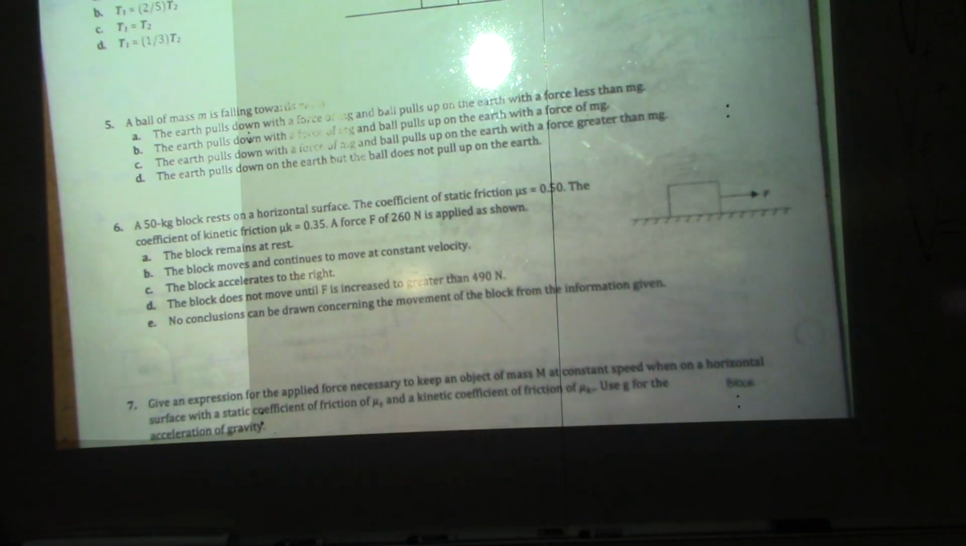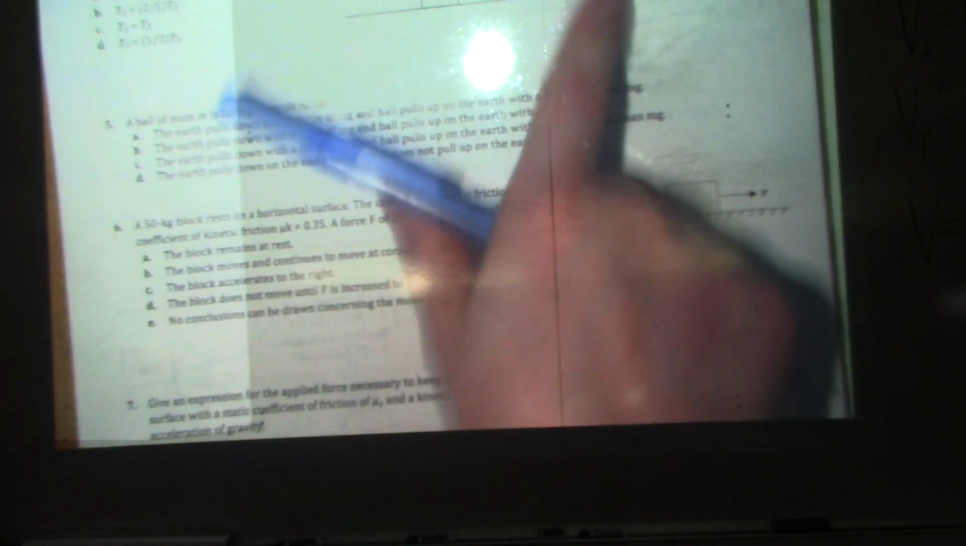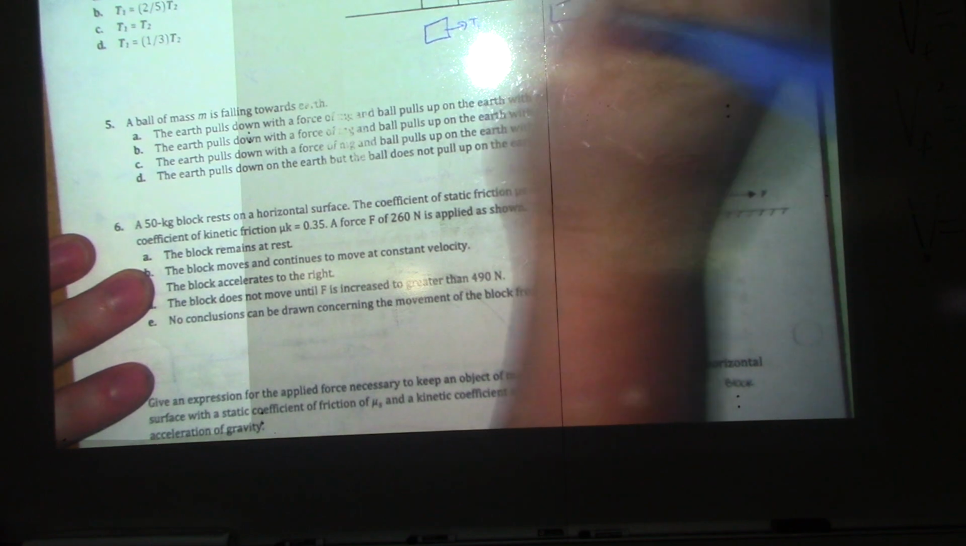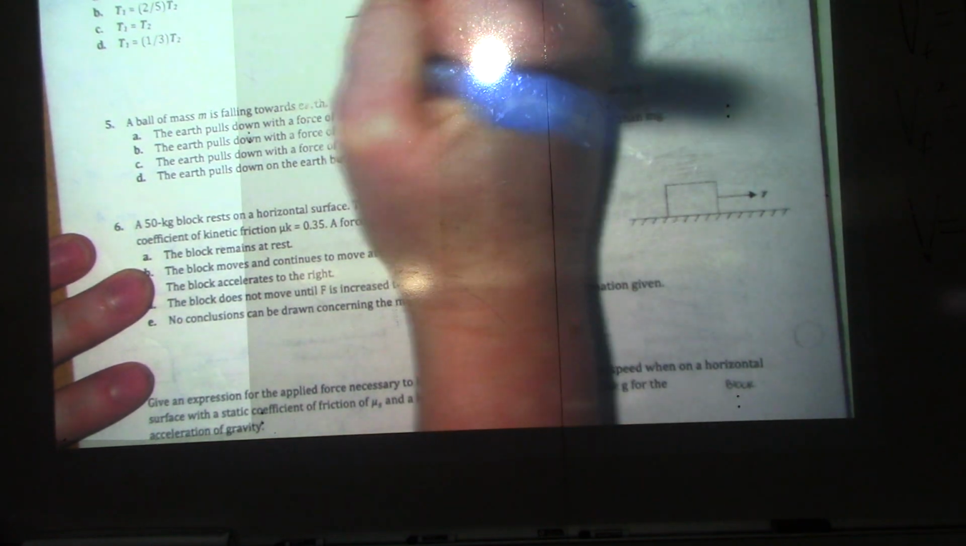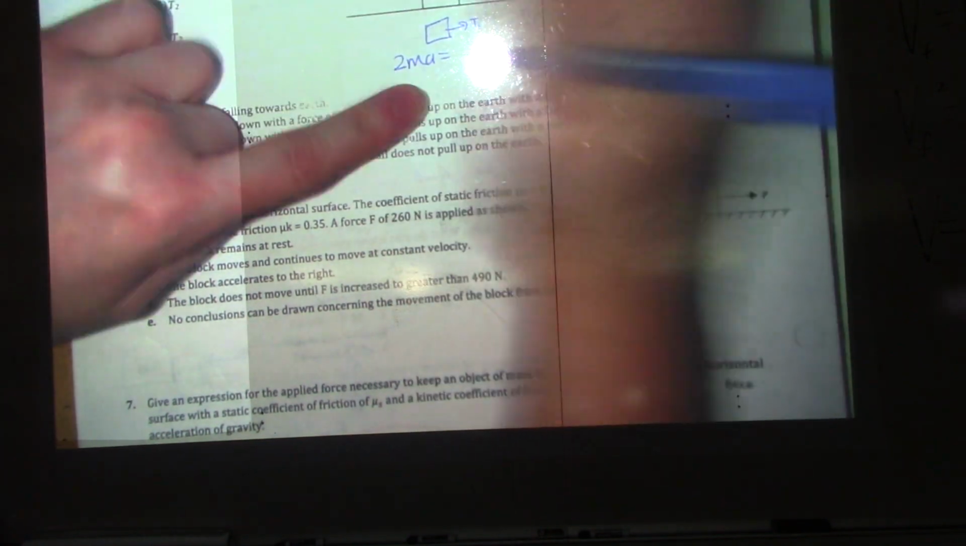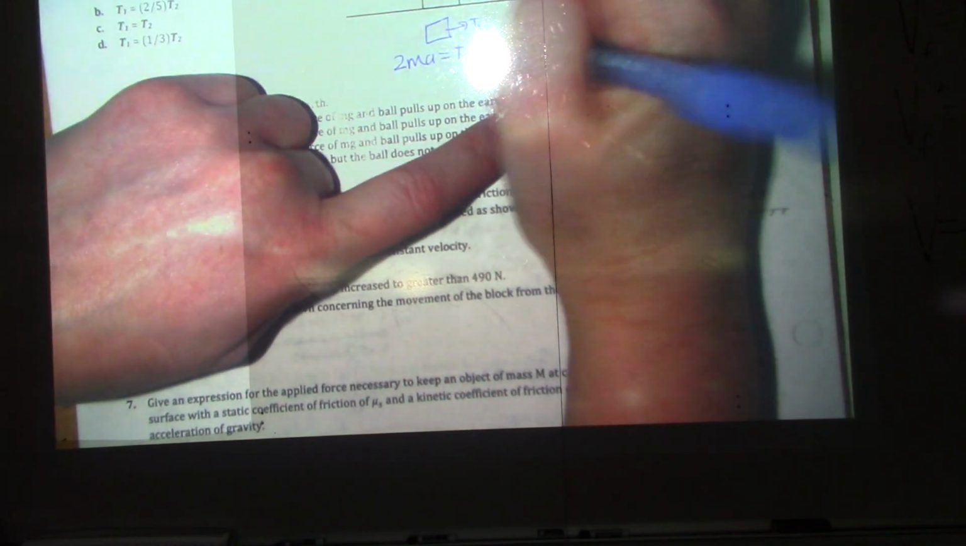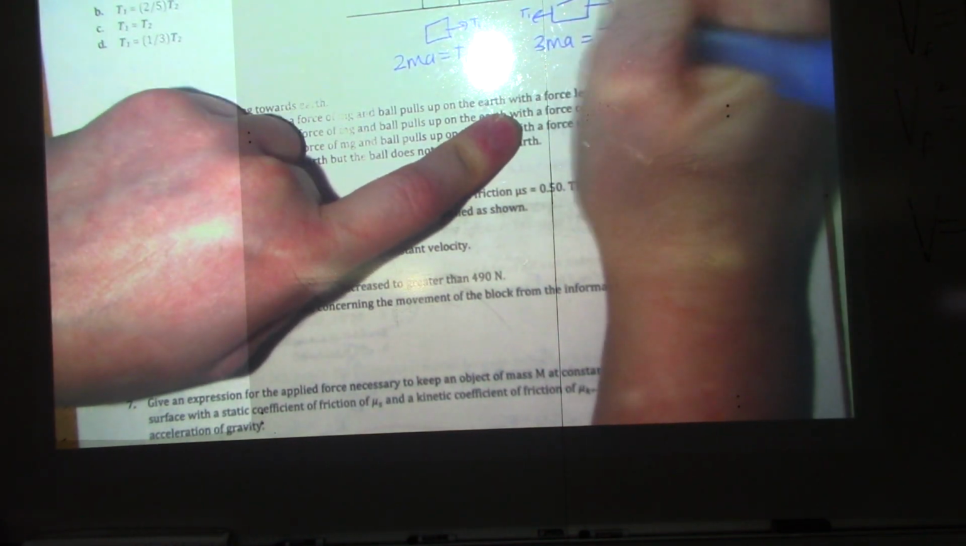Number 4, we've got a light string and it's pulled to the right by a second string so that they accelerate frictionless. We want to know what the tension in T1 is compared to the tension in T2. So draw a free body diagram. T1, this one has T2 minus T1. So F net, which is just 2ma, is T1. F net here, which is 3ma, is T2 minus T1.